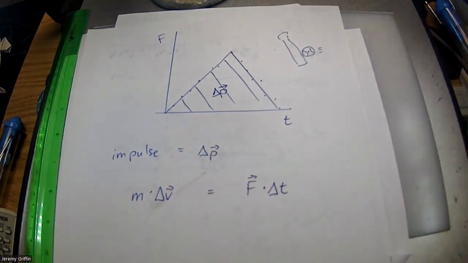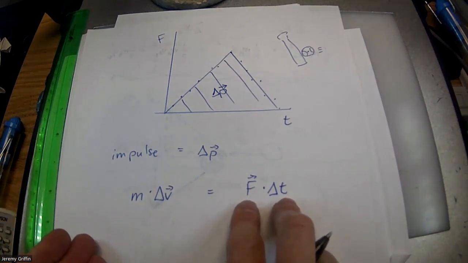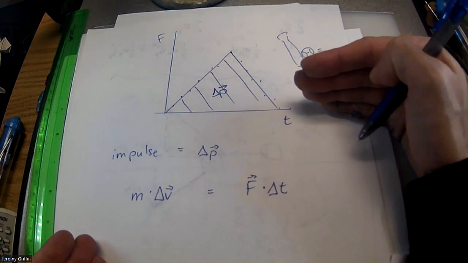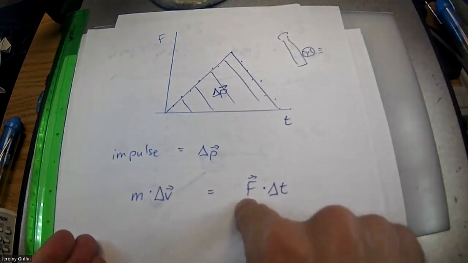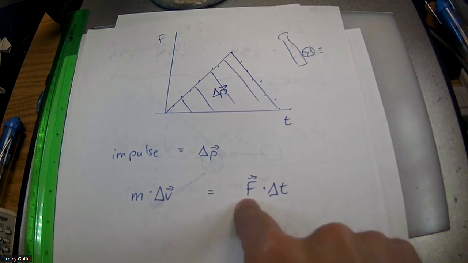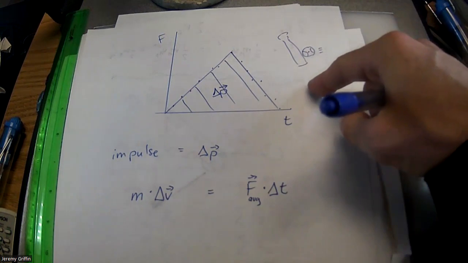Now, the way I wrote this, it does imply a constant force, and my graph is a variable force. So maybe these don't exactly align, unless I call this a what kind of force? Average force. Right. And where is average force on this graph?